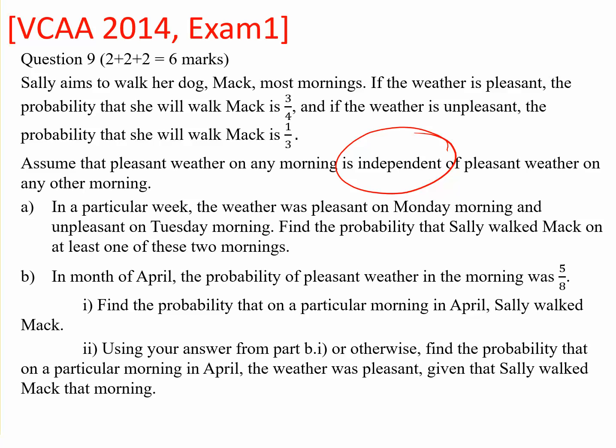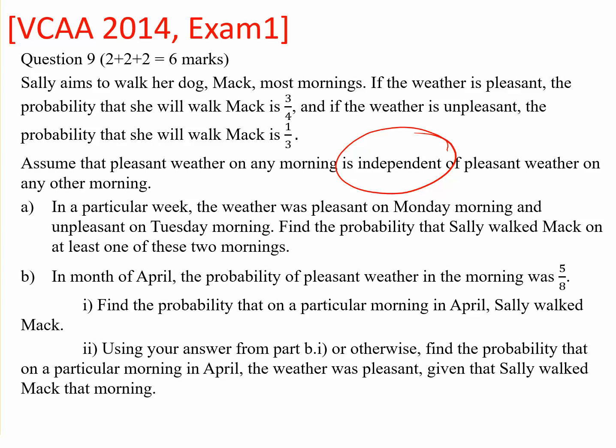Draw a tree diagram for me. Use a tree diagram. If it's pleasant, we don't know what the chance of pleasant being, but we just know if it's pleasant, what's the chance of you walking Mac? Looking at the question, what does it say? What's the chance of you walking Mac if the day is pleasant? 3/4. What's the chance of you not walking Mac if it's a pleasant day? 1/4. So you should have a branch that says pleasant, 3/4, 1/4. Then what if it's unpleasant then? What's the chance of you walking Mac?